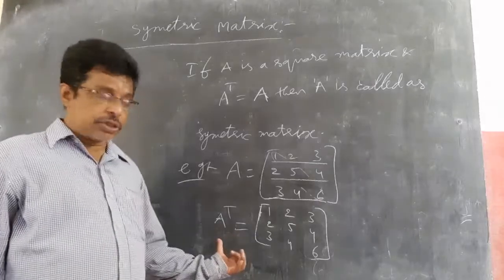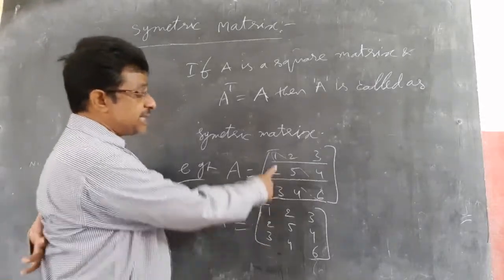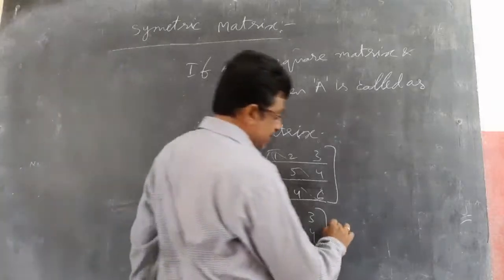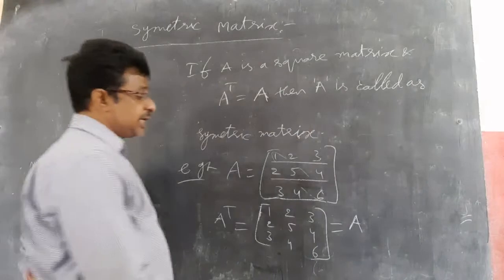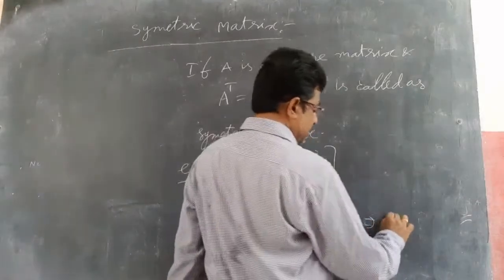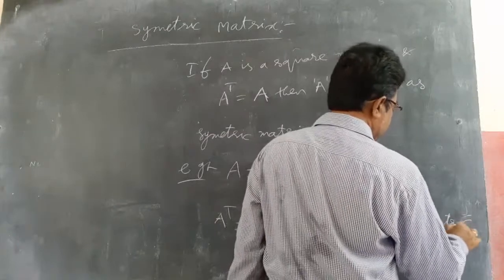Now I transposed, A transpose equal to this much I got. This is nothing but A itself, observe. So A transpose equal to A I got. Implies A is symmetric.